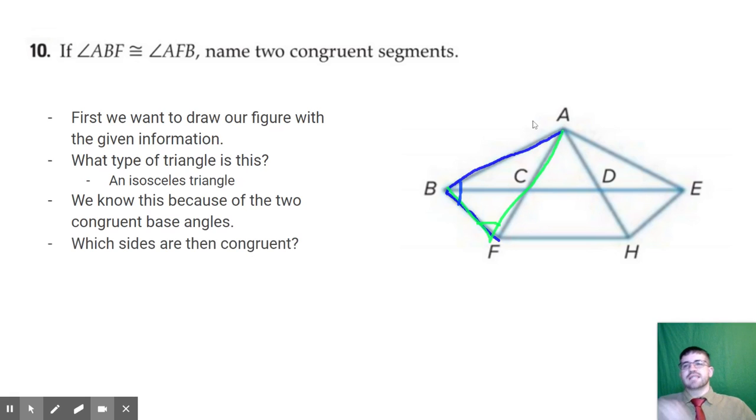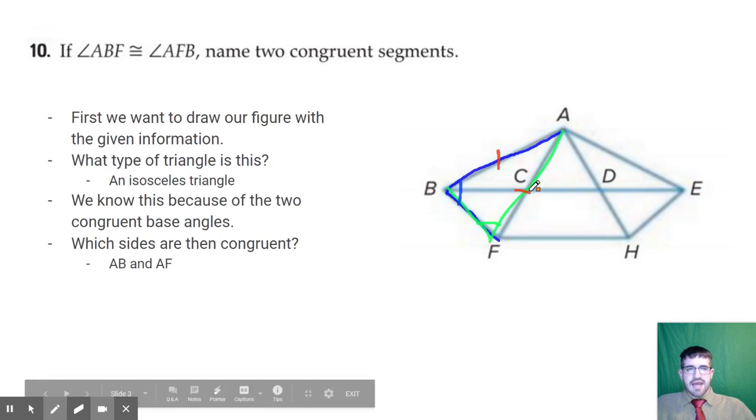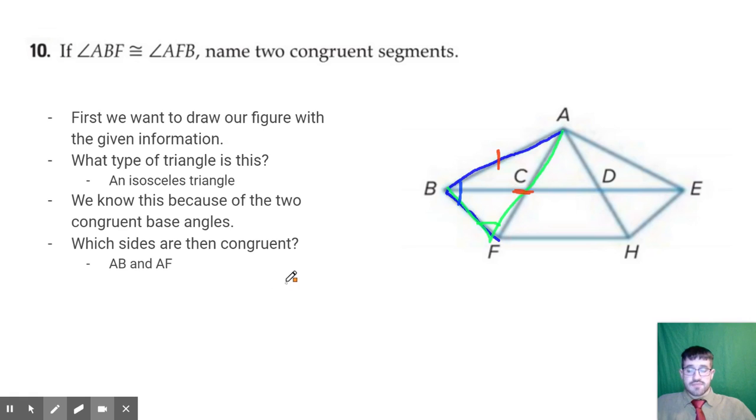So then which sides of this isosceles triangle are congruent? We're going to get segments AB and AF are congruent to each other. And again, that goes back to the previous question where the sides opposite of the angles are congruent.